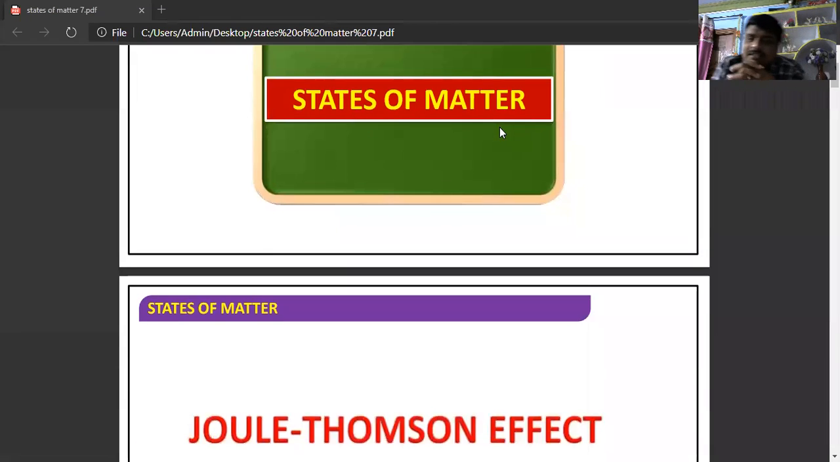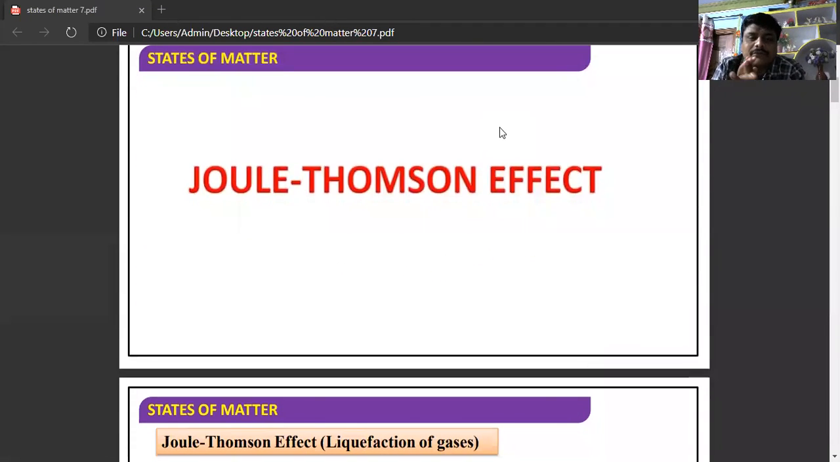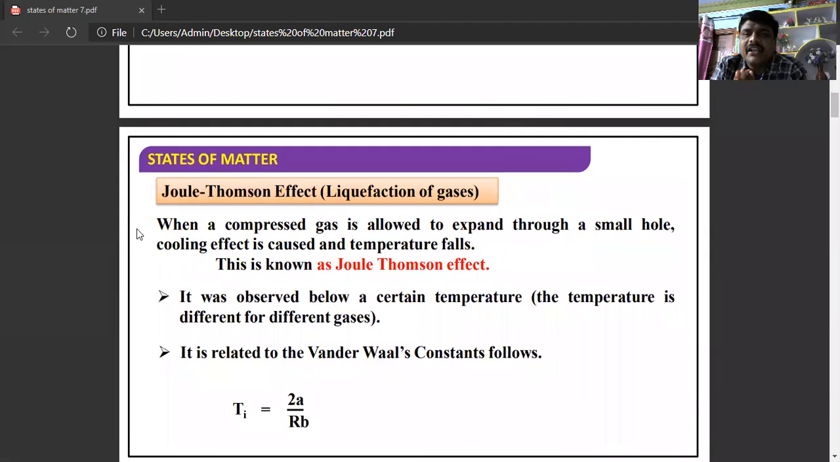Dear students, in this class, we'll discuss the Joule-Thomson effect. This is related to the liquefaction of gases. So, what is the Joule-Thomson effect? When a compressed gas is allowed to expand through a small hole, a cooling effect takes place and the temperature falls. That effect is known as the Joule-Thomson effect.